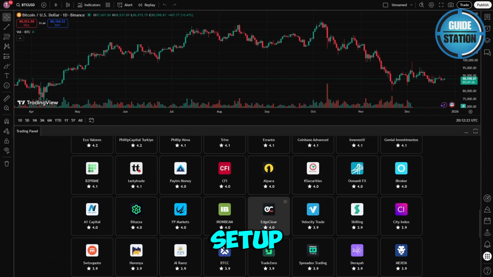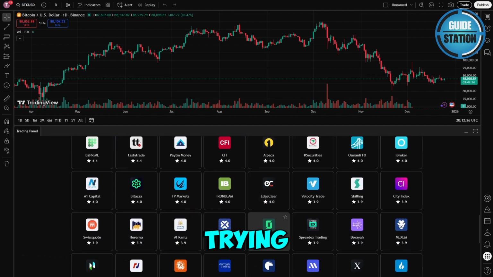No extra setup required. So, if you are trying to link it through the TradingView broker panel, you can stop right there. You're already connected.